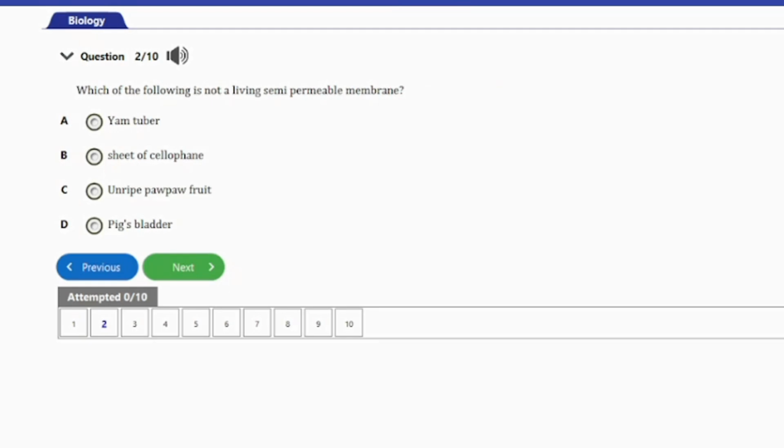Let's go ahead and consider the next question, question number 2. It says, which of the following is not a living semi-permeable membrane? A. Yam tuber, B. Sheet of cellophane, C. Unripe pawpaw fruit, D. Pig's bladder. The answer to this question is option B, sheet of cellophane. A sheet of cellophane is not a living semi-permeable membrane, and that's the answer to this question.